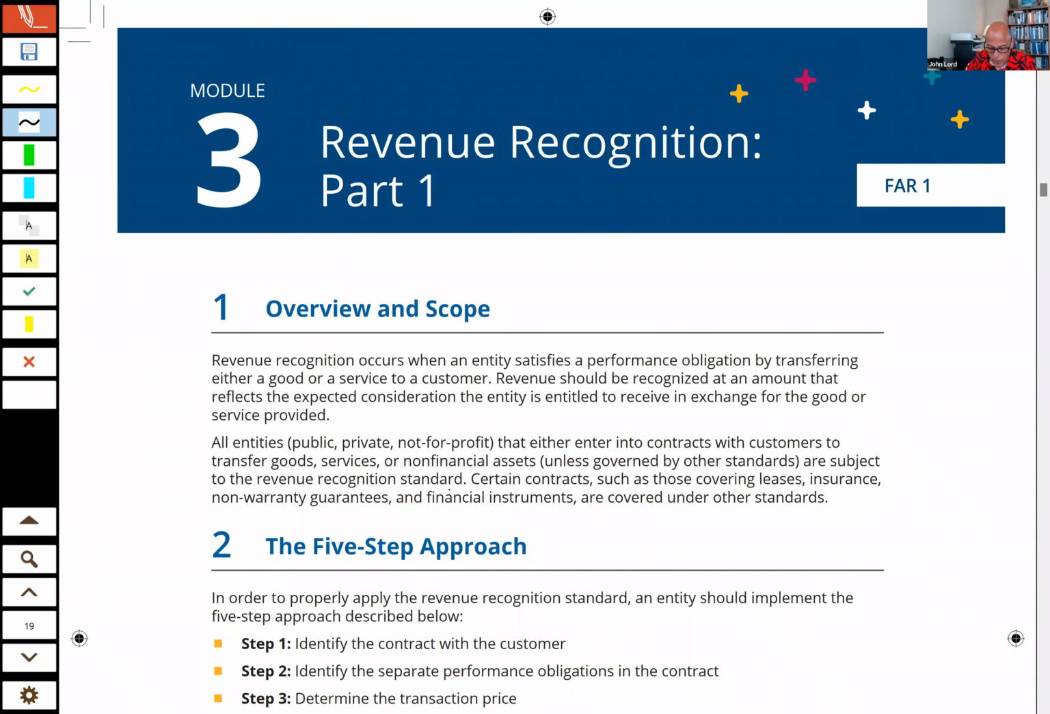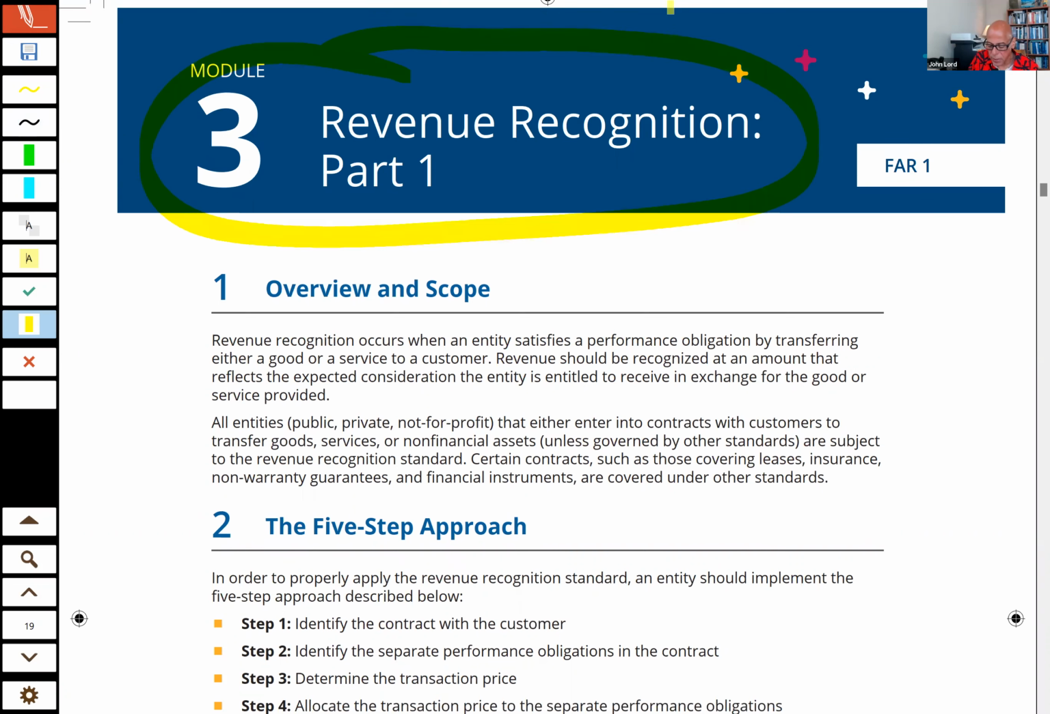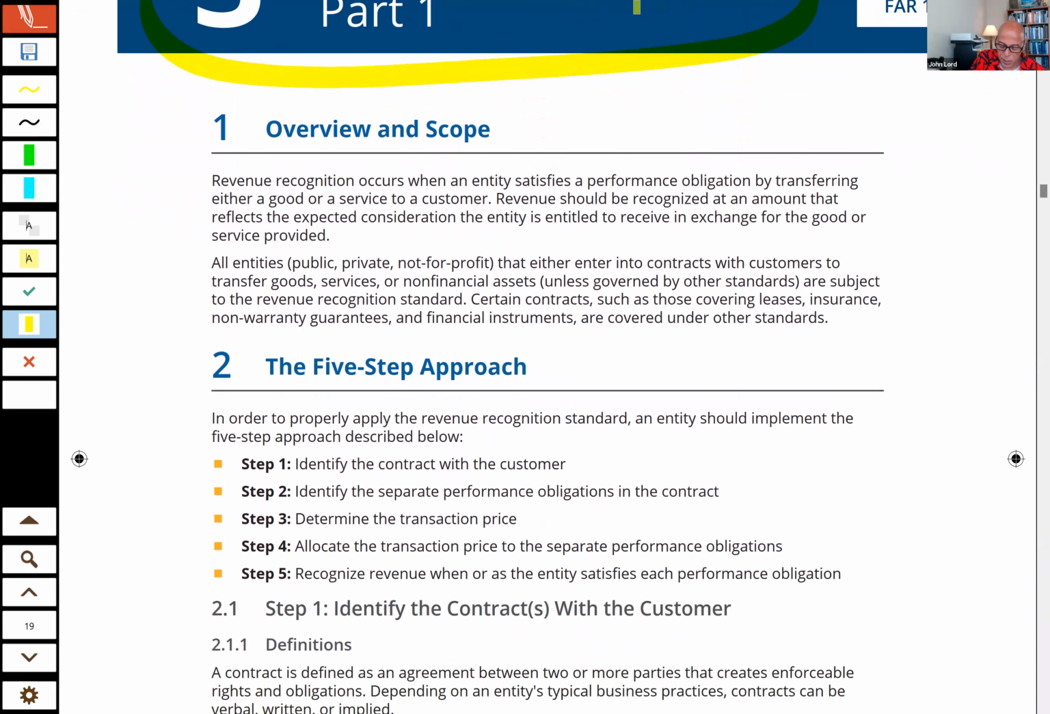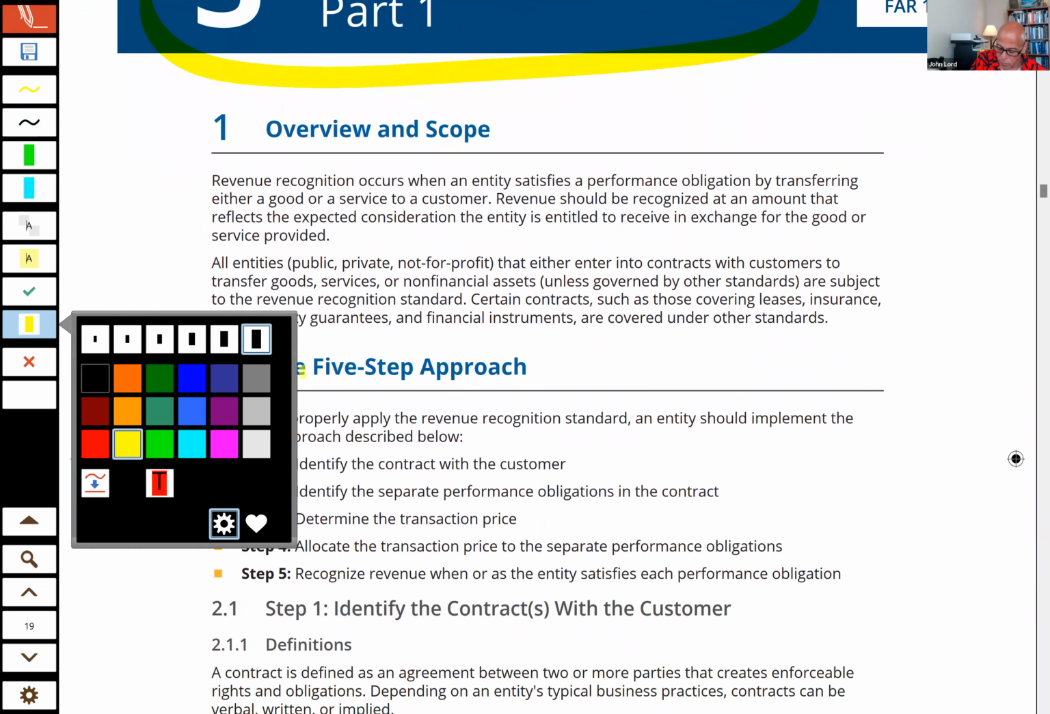So let's just go ahead and take a look at part 1 of revenue recognition. And there's no real distinction between the parts, other than Becker trying to make the modules a little more bite-sized for you. Okay, but remember we said that part 1 and part 2 together, revenue recognition, are going to constitute about 10 points on the exam. So it is a heavy area.